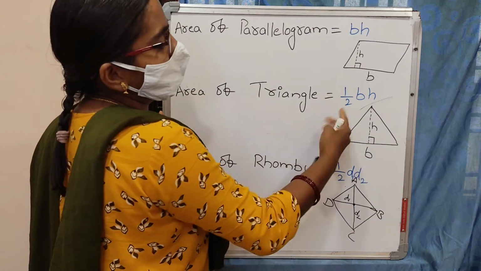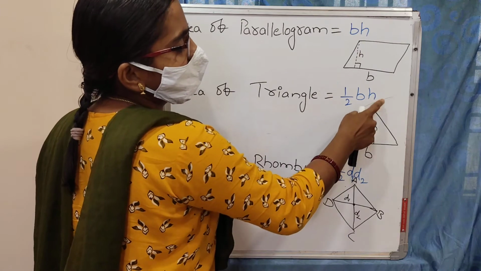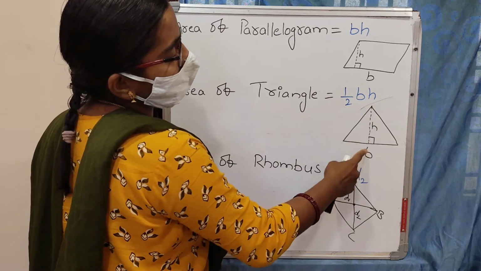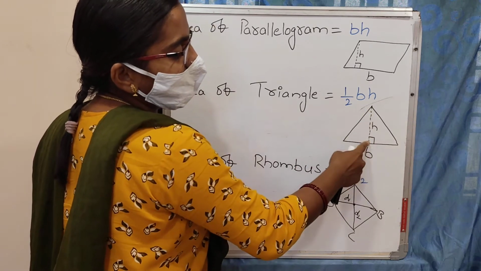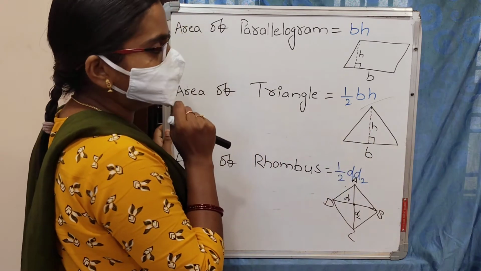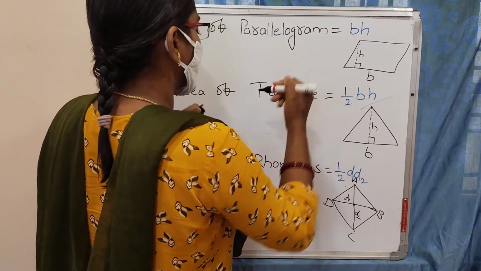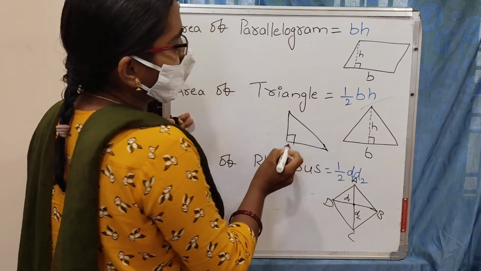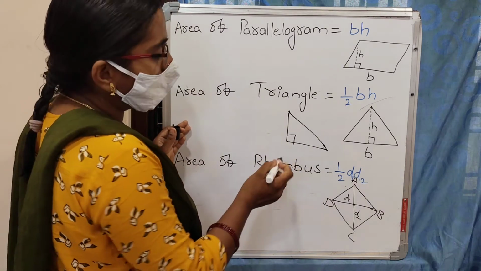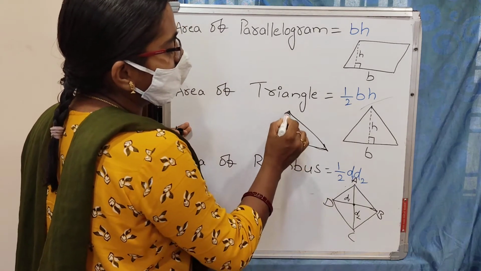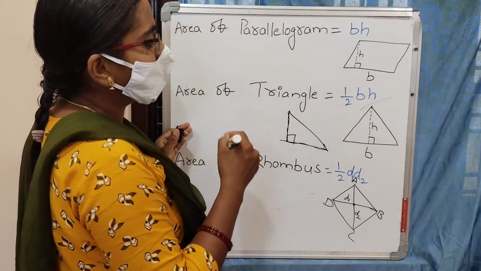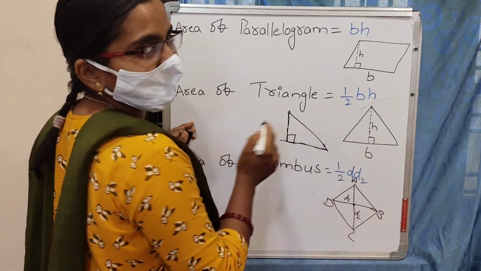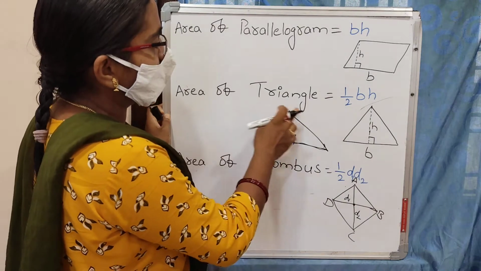Next, area of a triangle. For any type of triangle, the area is half into base into height. The height is again the same: from the opposite vertex to this side, the perpendicular line at 90 degrees, its length is called the height. If you take a right angled triangle, one angle is 90 degrees, so here we already get this as the base and this as the height. So we get it easily. But except for the right angle triangle, for other triangles we have to find out the height. We should know its height, and then only can we find the area of a triangle.